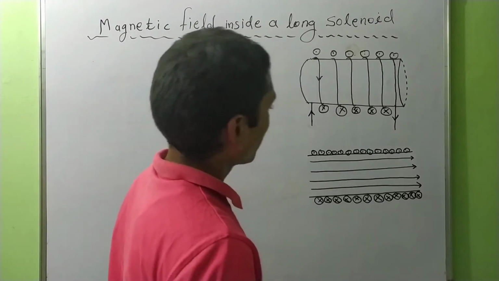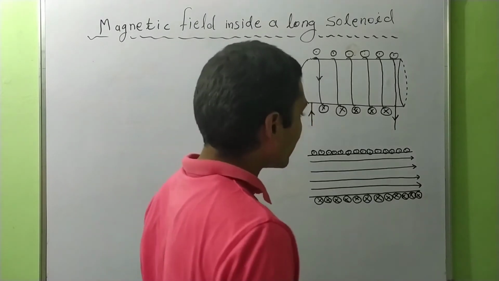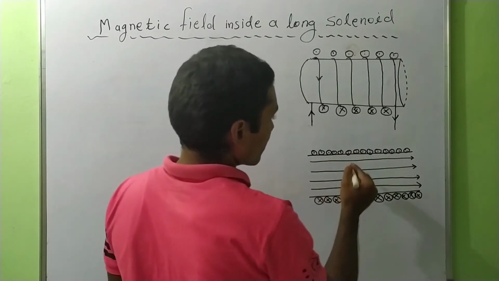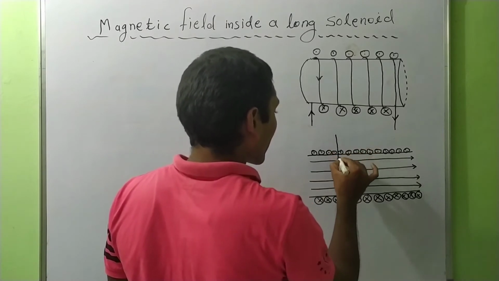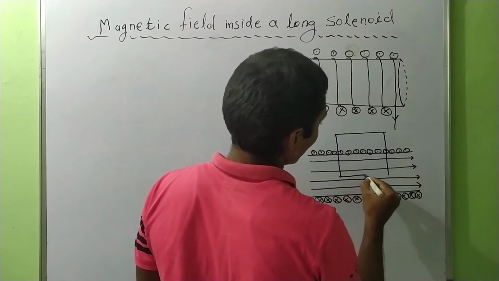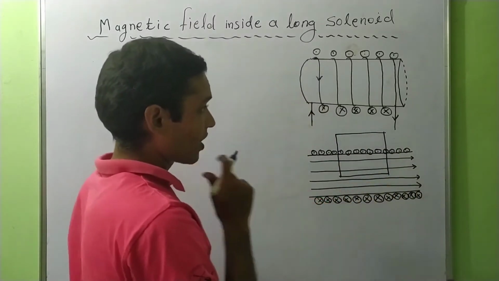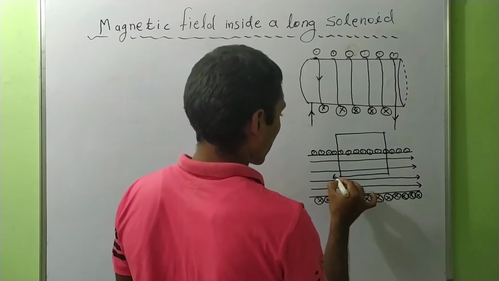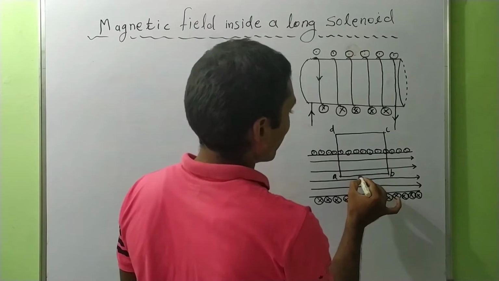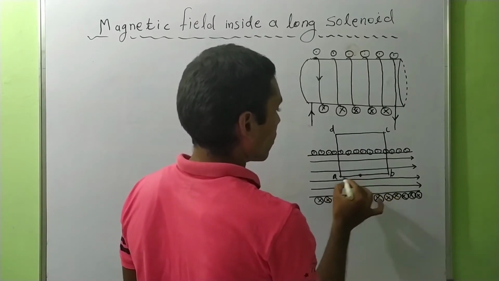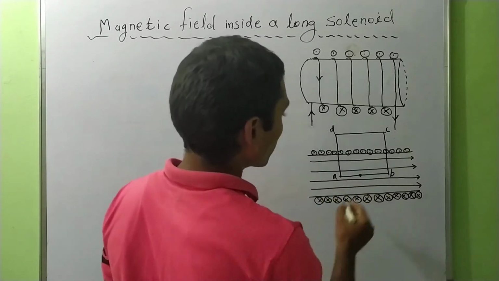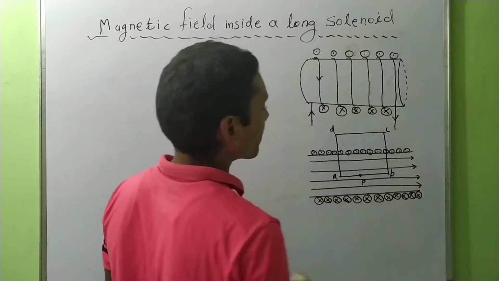Okay, we have to determine the magnetic field inside the solenoid. So consider a rectangular closed loop like that. Okay, and this closed loop is ABCD. Consider a point on the arm AB of this rectangular closed loop, which is represented by P.